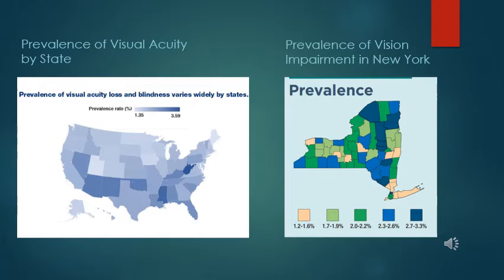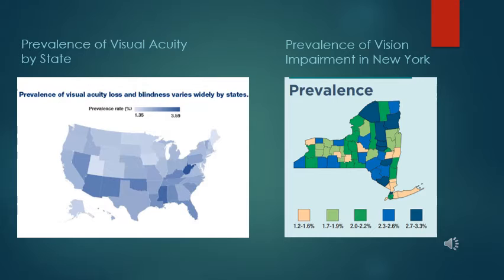On this slide, you can see the prevalence of visual acuity across the United States on the left-hand side, and on the right-hand side is the prevalence of vision impairment within New York State. So when we're looking at the map of the United States, you can see that West Virginia, Florida, and Arizona tend to have higher rates in comparison to states such as New York or California. You can see that the colors for these states are darker.